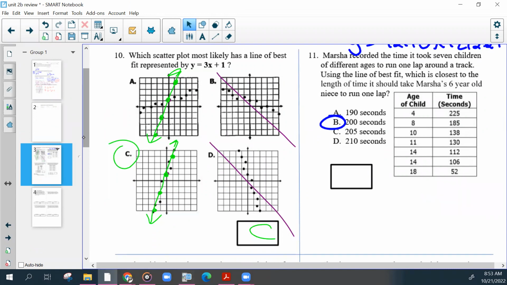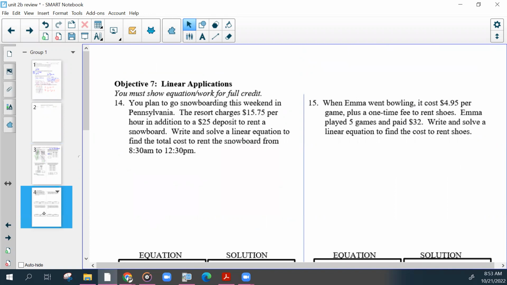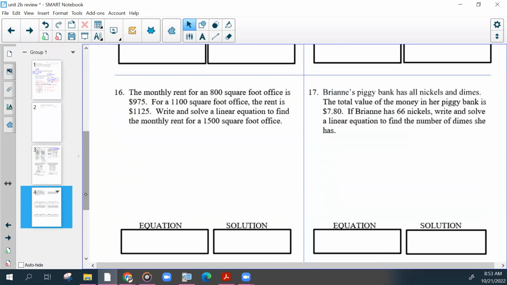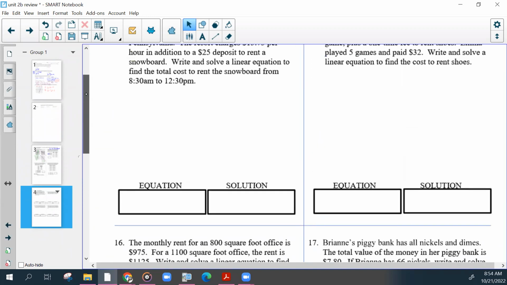All right, other questions on this page? Remember the difference between interpolation and extrapolation for 12? If no other questions on that page, go on to the next. Notice that each of these has an equation and a solution box. That's where I want your equation that you come up with and your solution with whatever label, cost, so money, number of dimes, so dimes.